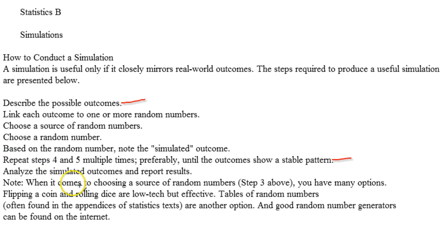Okay, note when it comes to choosing a source of random numbers, in other words, in step 3 above, you have many options. Flipping a coin and rolling dice are low-tech but effective. A table of random numbers, often found in the appendices of statistics texts, is another option, and good random number generators can be found on the internet.